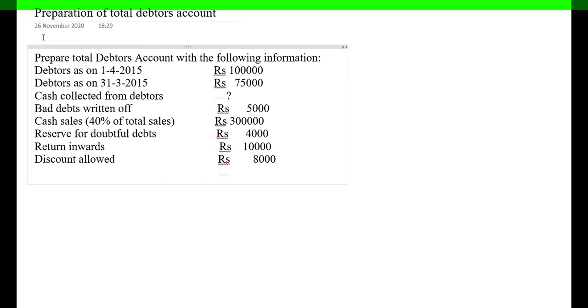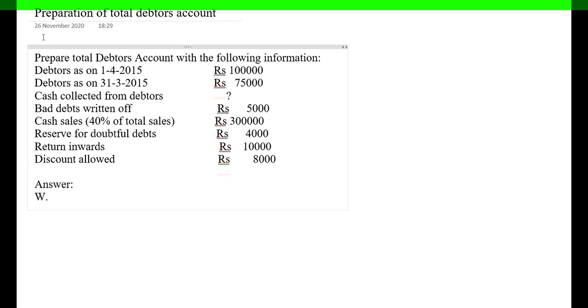Then we need to think of the cash sales, 40% of the total sales, rupees 3 lakhs. Here cash sales amounted to rupees 3 lakhs, but we are not given the total sales here. So we need to find out the total sales. Of that, 40% will be the cash sales and the remaining 60% will be the credit sales. Then reserve for doubtful debts will not appear in the preparation of the total debtors account because it is not an actual loss. So now let's go for the answer here.